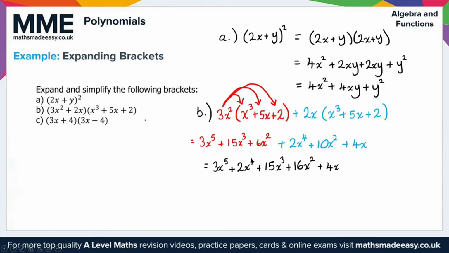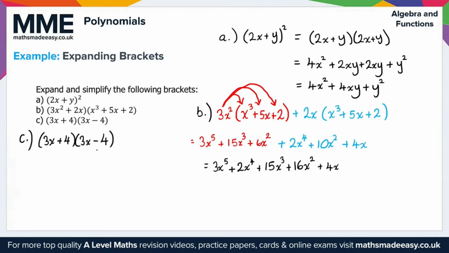And then finally we move on to C, which is the product of 3x plus 4 and 3x minus 4. Now I'll give you just a moment to see if you can recognise what this expression is and the name of that expression. So hopefully you might have recognised what this product actually represents, and that's the difference of two squares.